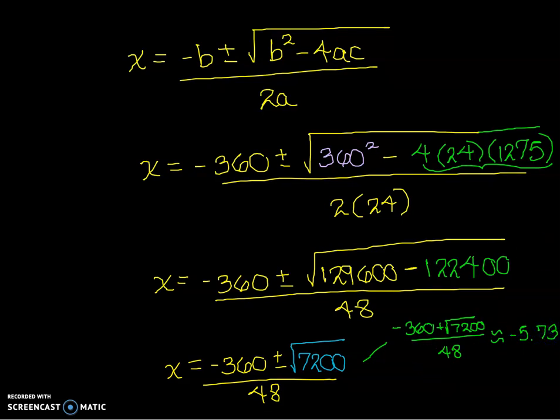And the other answer, because remember it's plus or minus, it would be negative 360 minus the square root of 7,200. Make sure you press equals over 48, and that would be approximately negative 9.26. So these would be the values of x. Now keep in mind, if you're solving them with relation to time, there would be no solution since they're negative.